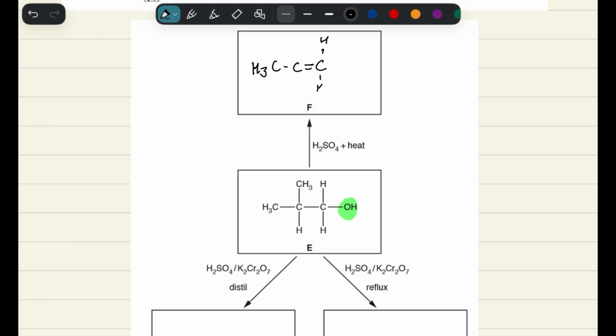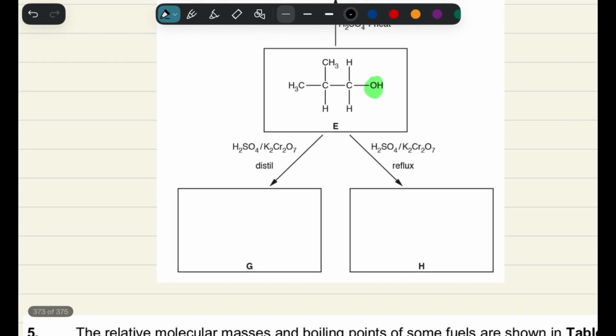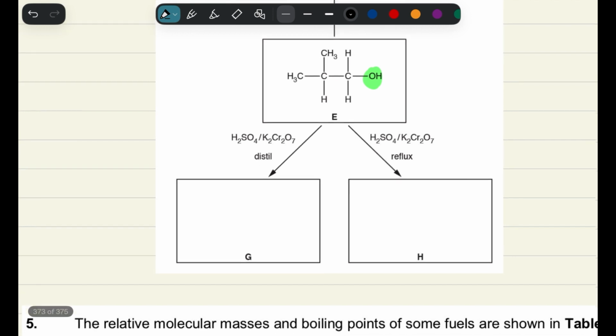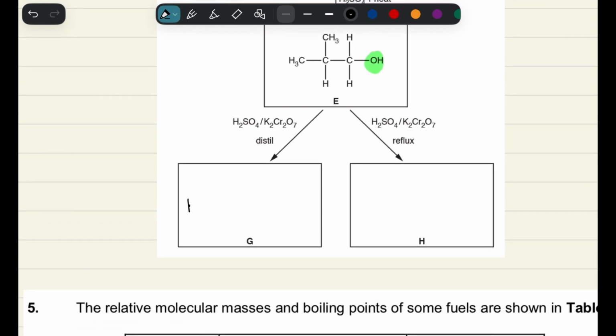So we should have something like that. Yeah, that is what's going to happen. Cool. Next up, we're saying, okay, acidified potassium dichromate, so we're doing oxidation under distillation conditions. That means, because it's distilled and this is a primary alcohol, we're going to form an aldehyde.